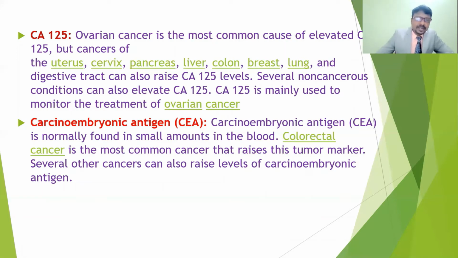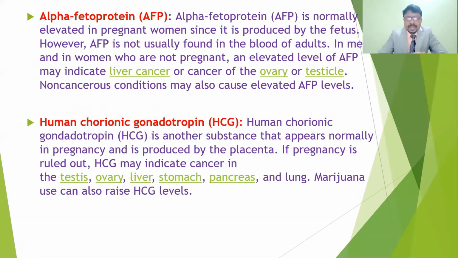And next, another one is the carcinoembryonic antigen. This is found in a small amount in the blood, but in case of colorectal cancer it is increased. Several other cancers also raise the carcinoembryonic antigen. So these are the special tests to identify cancer markers.